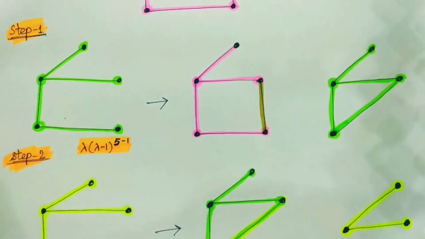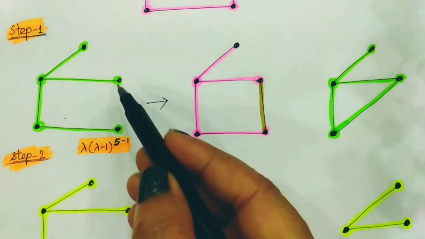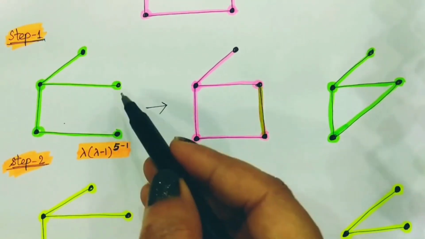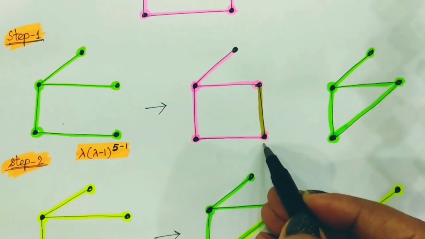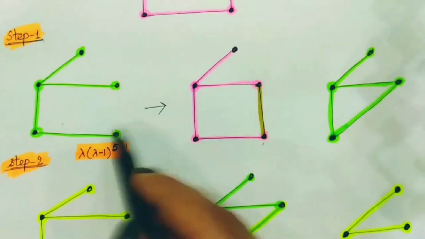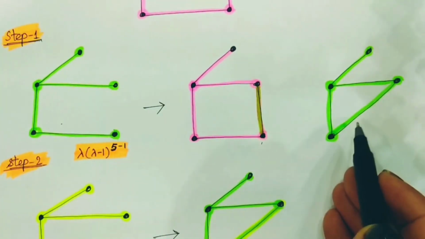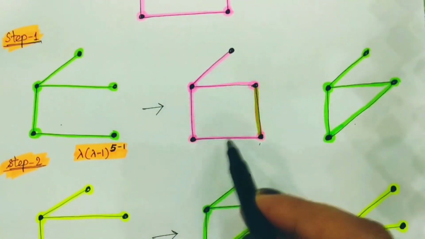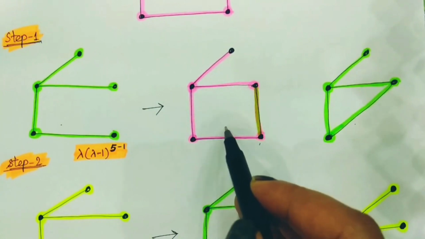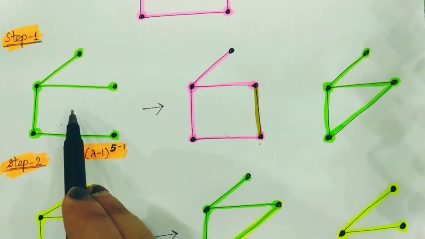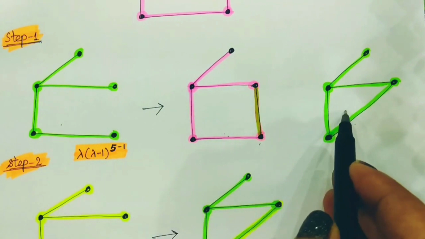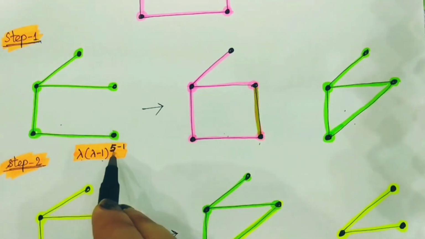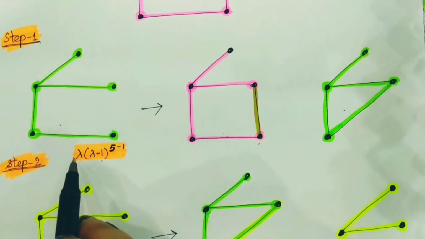Now we should decompose this one. So if we decompose and assume that these two are non-adjacent vertices, then its decomposition should be, if we add these two by an edge, this one, and if we merge these two, then we will find this one. So now look, our requirement is to find the chromatic polynomial for this graph, so we can find it by subtracting the chromatic polynomial of this graph minus that of this graph. Now this one is a tree, so its chromatic polynomial is lambda into lambda minus 1 to the power 5 minus 1, where 5 is the total number of vertices.